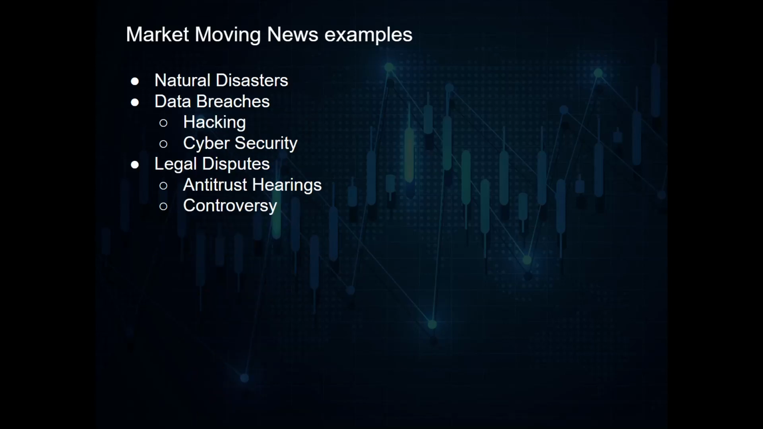Anytime there are big natural disasters that may affect oil rigs and such, that can be an example of market moving news. Data breaches as well, anytime there's a hacking or any releasing of information. The big one that I remember is Sony and their data breaches. So money might rotate in or out of cybersecurity stocks. And anytime there are legal disputes, like the example of the Big Five antitrust hearings, which involved Apple, and any controversy that may arise from that.